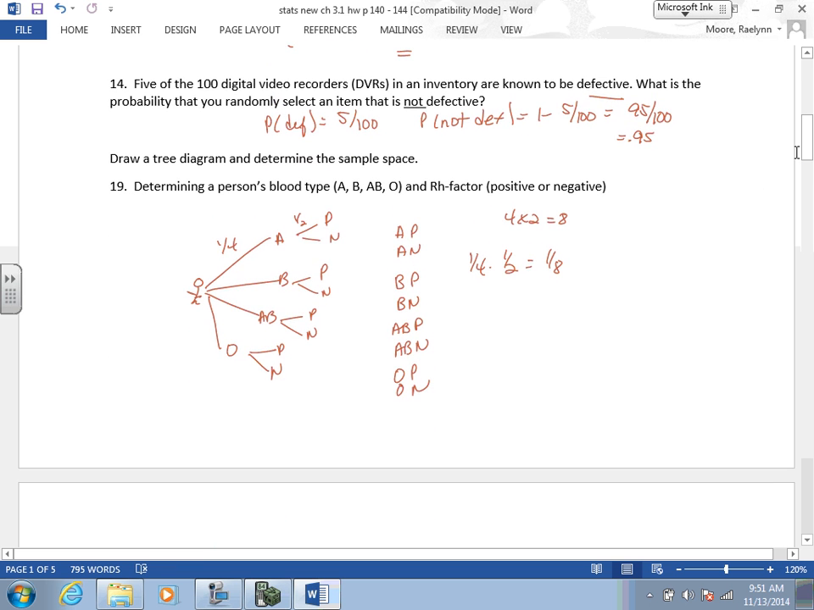Okay, was everybody good with the tree? Can you do the tree? Does it matter which way I do it? Can I do the RH first and then the blood type? Sure, either way. What's this called when we multiply? What principle is that? Fundamental counting principle. Do your counting principle first, because then you're going to know if your tree is good.